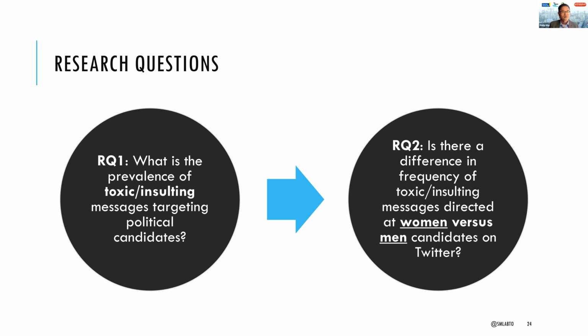We had 2 research questions for this study. What's the prevalence of toxic and insulting messages targeting political candidates? And is there a difference in frequency of toxic insulting messages directed at women versus men candidates on Twitter?